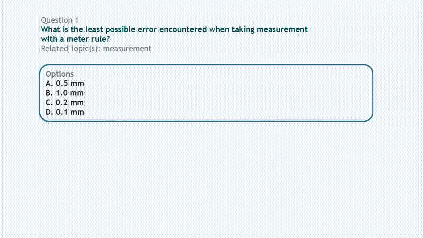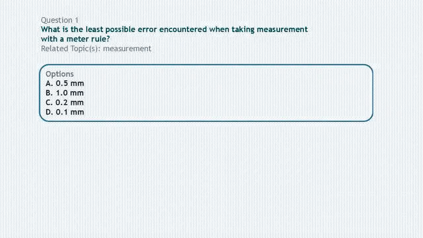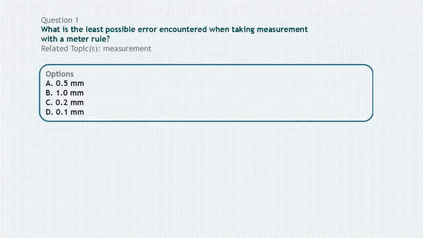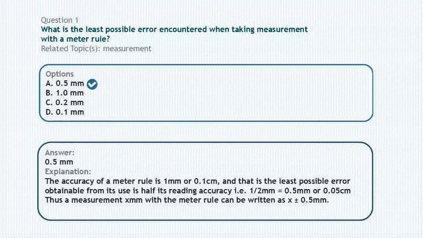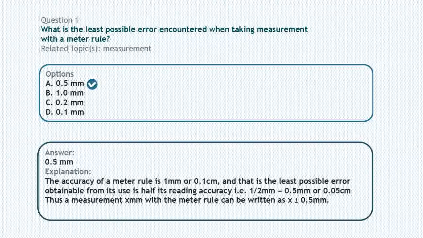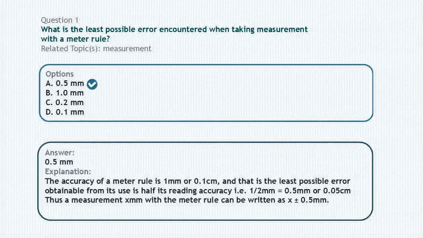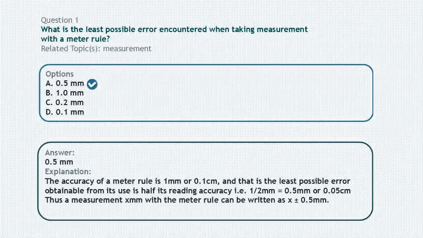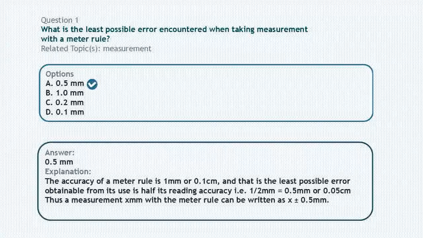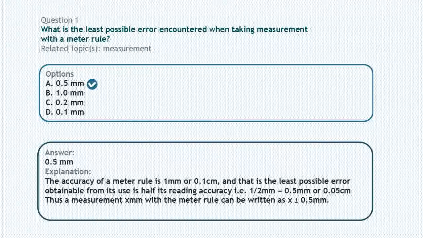Okay, first question here on measurement. What is the least possible error encountered when taking measurement with a meter rule? That is 0.5 millimeter. So the accuracy of a meter rule is 1 millimeter or 0.1 centimeter. The least possible error that can be obtained from the use of a meter rule to take measurement is half of the smallest reading on the meter rule, which is 1 millimeter. So half of 1 millimeter, that is 0.5 millimeter or 0.05 centimeter.